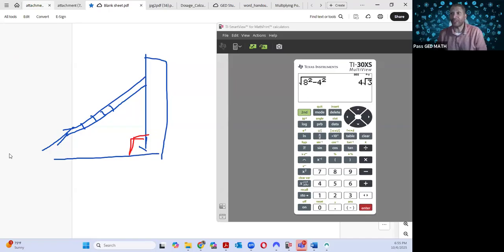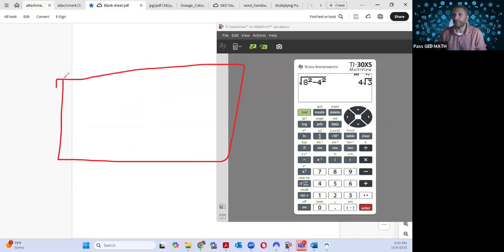If they tell you somebody is walking through a park diagonally, what did you just make? Right triangle. The path diagonal is your hypotenuse. You know this is A and this is B. So let me show you.